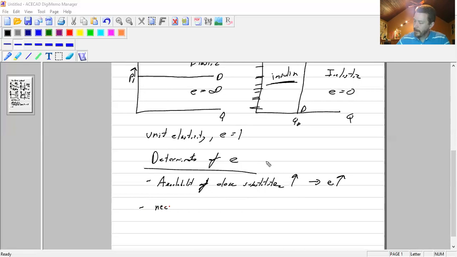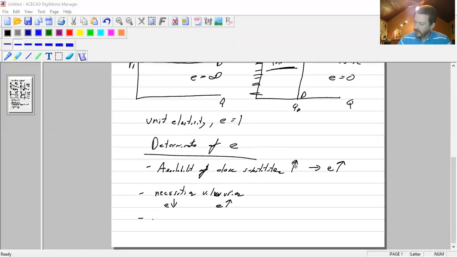Next one is necessities versus luxuries. The idea is for necessities, things that you have to have, there's going to be relatively low elasticity. Elasticity is low if it's a necessity. If it's a luxury item, you don't really have to have it. It's just something you're doing for fun. For luxuries, the elasticity is going to be higher because there's just so many more options for people to shift into with luxury items.